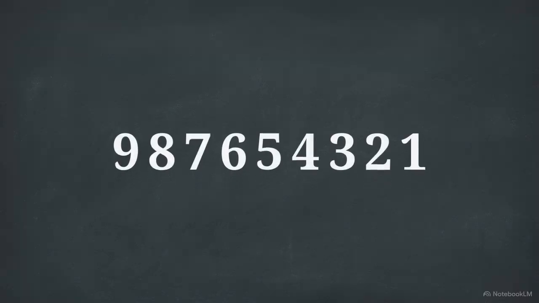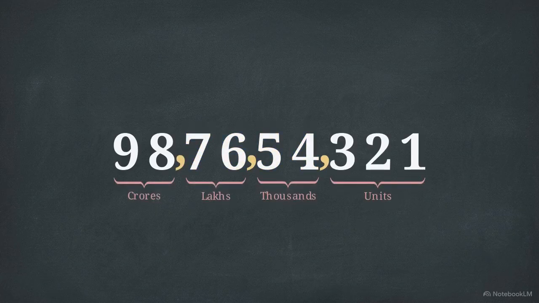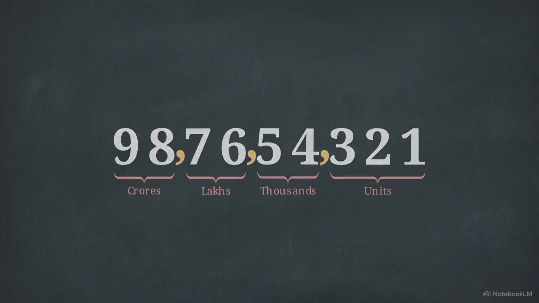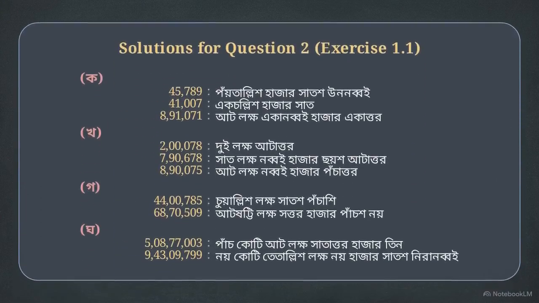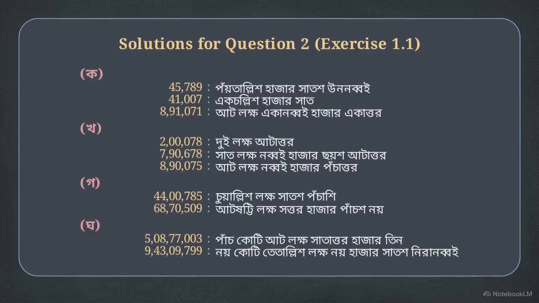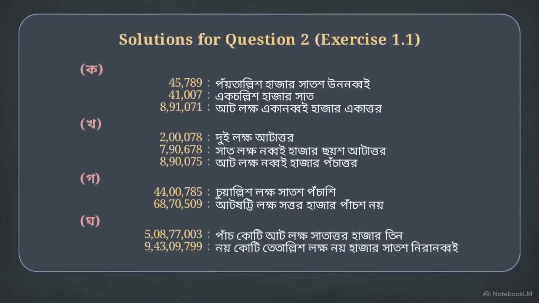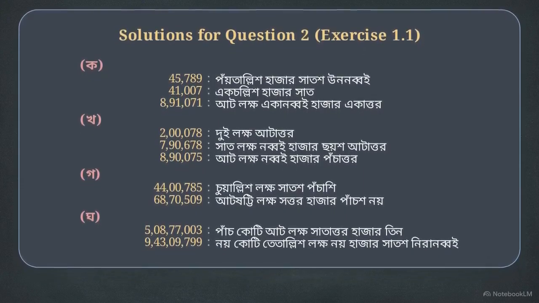To solve question 2 and turn numbers back into words, we apply the national comma rule. Starting from the far right, we count 3 digits and place our first comma. From that point on, we place a comma after every 2 digits. With these commas established, the numbers are segmented into readable groups. Here are the solutions for question 2, showing the numeric values alongside their written Bengali equivalents.